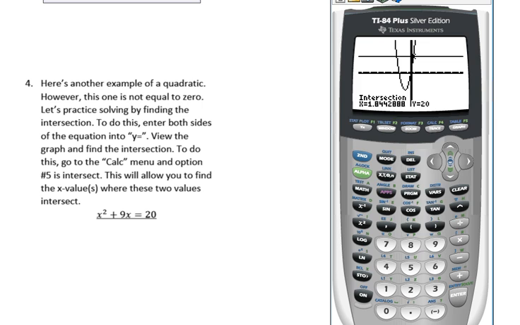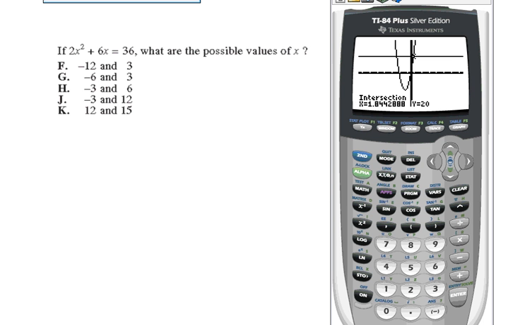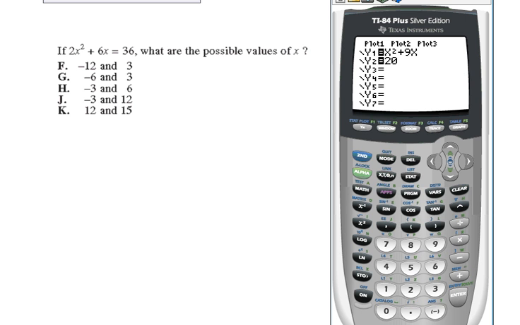Now go ahead and see if you can complete number 4 in your packet using the same methods that we just did to solve it with our calculator. Okay, let's make sure that you got the right answer. So the first thing you should have done is gone to your y equals. We have 2x squared plus 6x, so I'm going to clear the equation I had in there. Do 2x squared plus 6x. My second equation then is no longer 20, but rather it is 36.